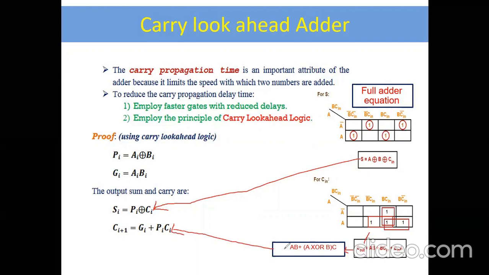From the simplified equation, we already know Ai into Pi. So Ai into Pi equals Gi, that is carry generate, which will be replaced here. Then A exclusive or B, which we already know is Pi, is replaced here. Then Ci is written as it is. So hereafter, this is the sum and carry equation we are going to consider for the further design of the carry look ahead adder.